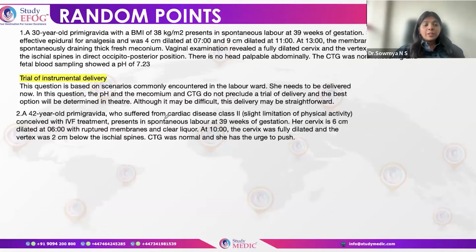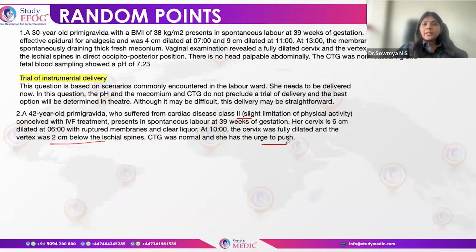The next one, 42-year-old, cardiac disease, class 2, that's NYHA class 2, IVF treatment, spontaneous labor at 39, cervix 6 centimeters at 6 o'clock with ruptured membranes. At 10, cervix was fully dilated and vertex was 2 centimeters below the spine, so plus 2. CTG was normal and she has an urge to push.